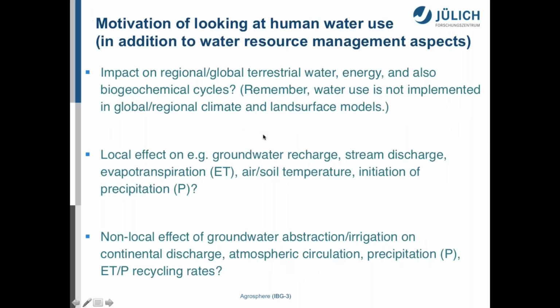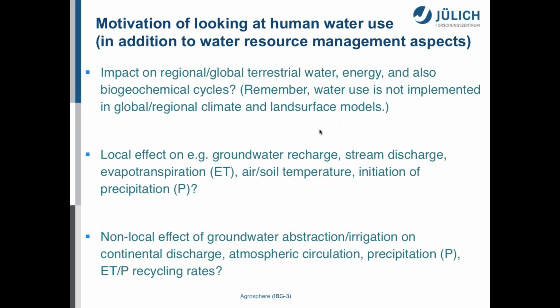So, okay, what's the motivation for us to look at human water use in addition to water resources management aspects? Well, I think it's pretty clear or intuitive, I would say, and we get to that. What's the impact on regional and global terrestrial water and energy cycles, and also biogeochemical cycles? I think it's also important here to remember that water use has not been implemented yet in most, or maybe even all, global or regional climate and land surface models. So really only a few land surface models currently include human water use, and this might have impact also on the projections.